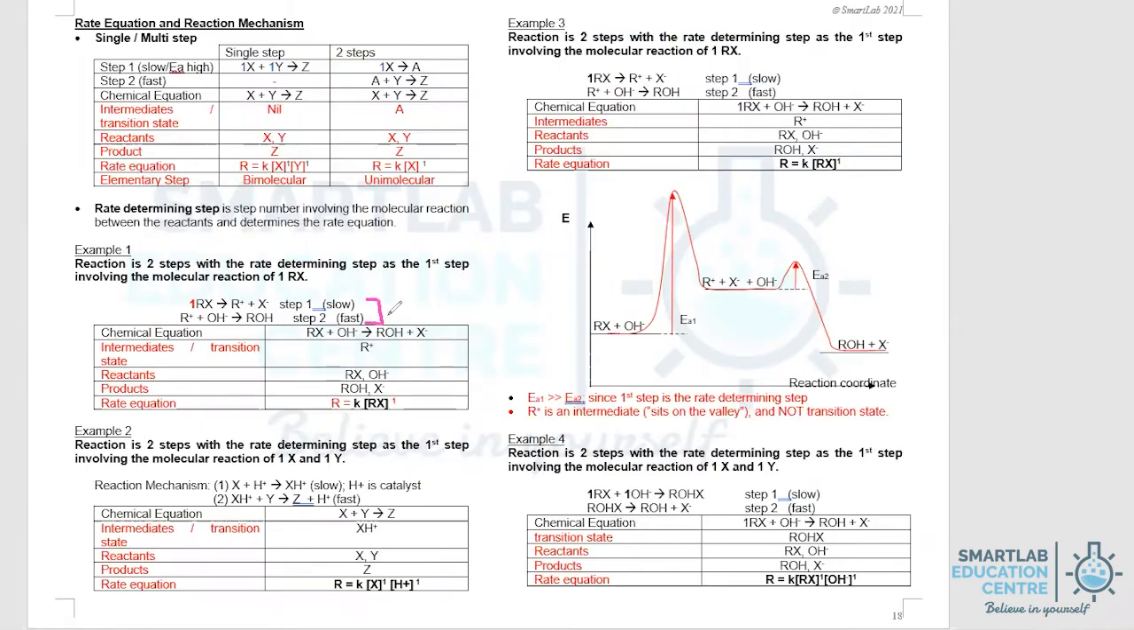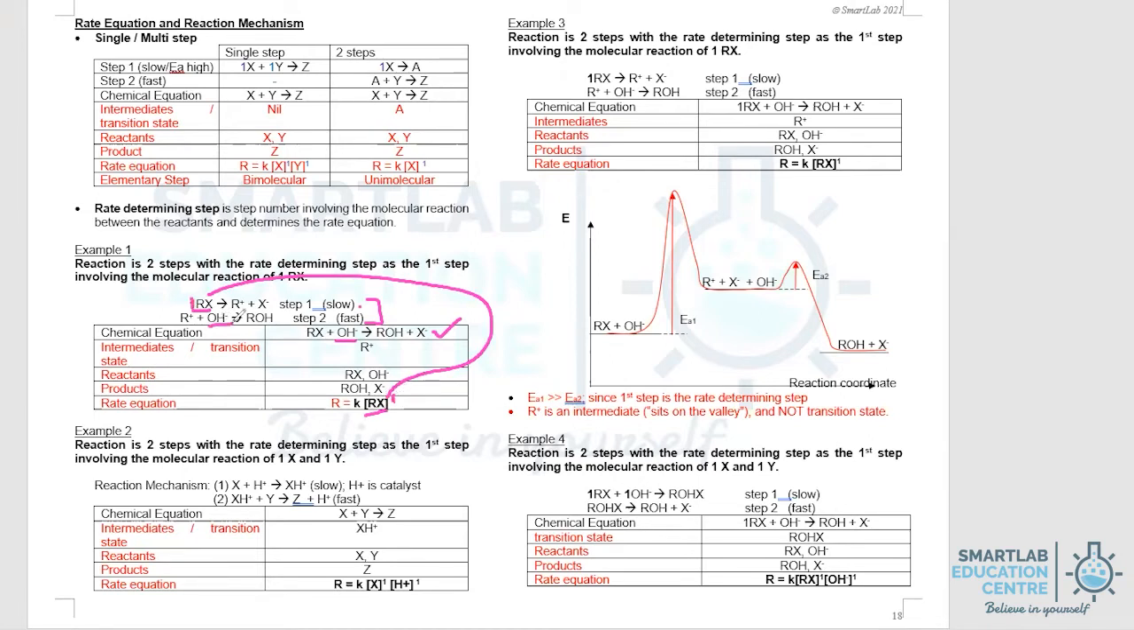In this first example, the first step is the slow step, the second step is the fast step. So you can see that when you add the first step and the second step, you will end up with the chemical reaction as such. We could also know now why the reaction is 0 order with respect to the concentration of OH minus, because in the rate determining step, it only involves one RX. So like we explained earlier, if you have the rate determining step, you can now derive the rate equation, which only involves the reactants in the rate determining step, which is your RX. And since only one RX is involved, the order of reaction with respect to RX is first order.